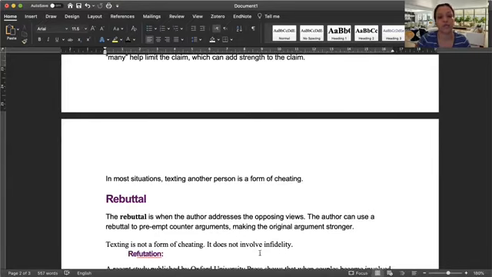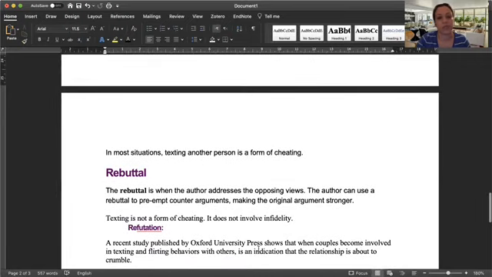You can always refute that by bringing in research. I'm making this up, of course. A recent study published by Oxford University Press shows that when couples become involved in texting and flirting behaviors with others, it's an indication that the relationship is about to crumble.